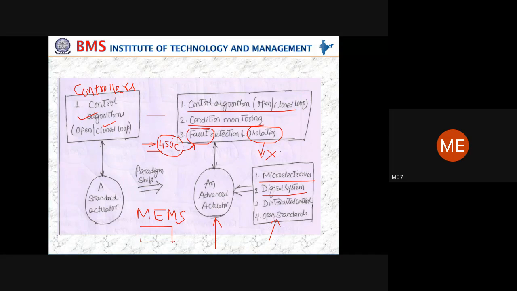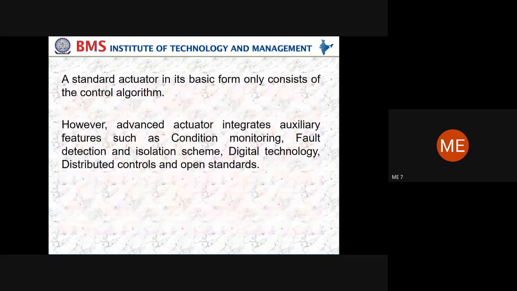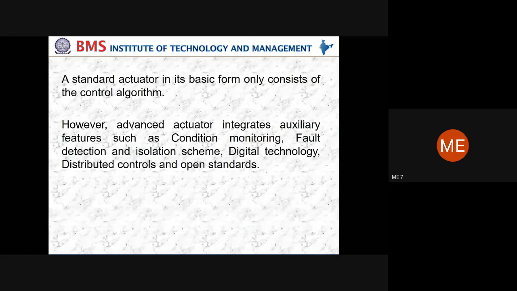Okay, then you will be writing about all these cases. So it's about an advanced actuator. You can observe a standard actuator in its basic form only consists of a control algorithm. However, an advanced actuator integrates auxiliary features such as condition monitoring, fault detection and isolation scheme, digital technology, distributed controls, and open standard. Means all this will make the advanced actuator evolve from the standard actuators.